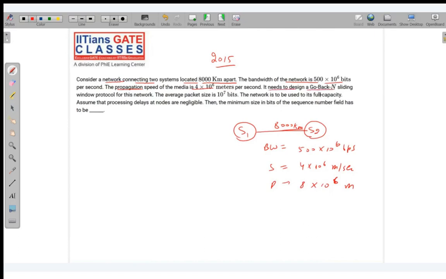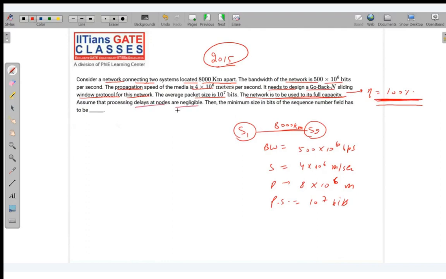Now we need to design a Go-Back-N sliding window protocol for this network. The packet size is 10 to the power 7 bits. The network is to be used to its full capacity. They will try to twist the question as much as possible. What do you mean by the network is to be used to full capacity? That means your efficiency is 100%. Otherwise they will say that the channel is fully packed and so on, which is a different scenario. But here they are saying network is to be used to full capacity, so efficiency should come out to be 100%.